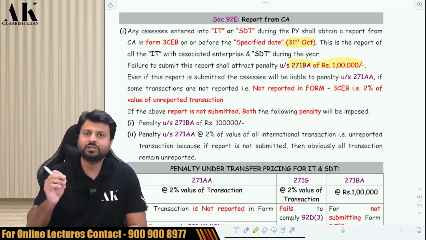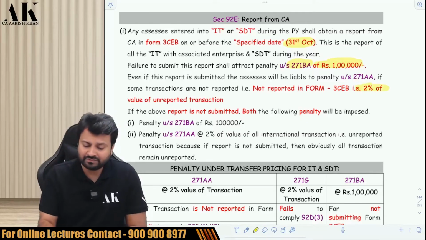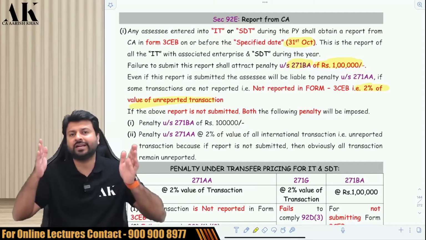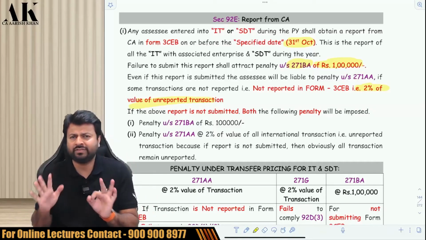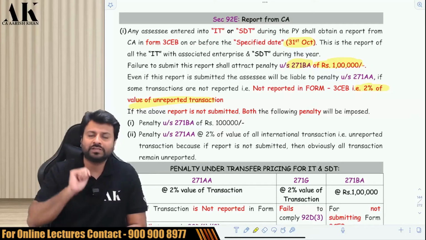Okay. You have to mention all the transactions. So, if you fail to mention those transactions, then 2% of the value of transaction. So, if there are suppose 10 transactions, out of that you have only mentioned 8 of them, 2 are not mentioned, you missed 2 transactions. So, on those 2 transactions, you have to pay 2% of the value of transaction.